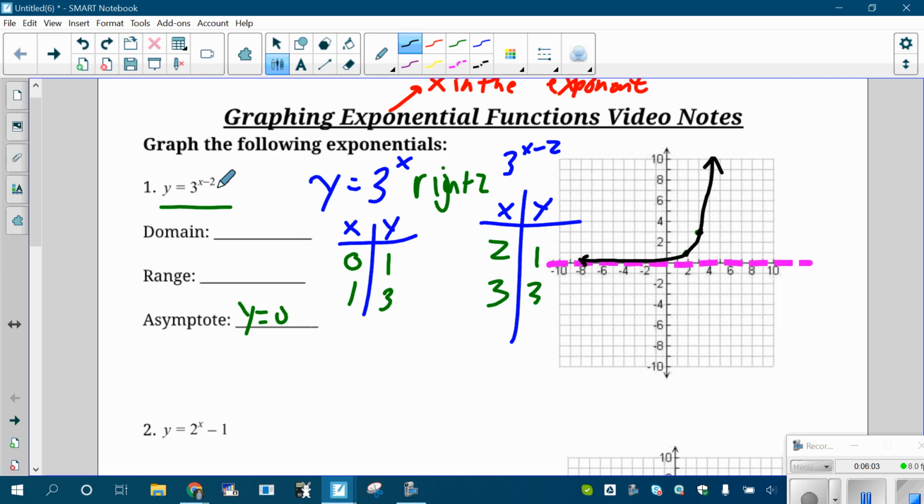Let's talk domain and range. Remember, domain is our x values. It's left and right. How far left does this graph go? Negative infinity.